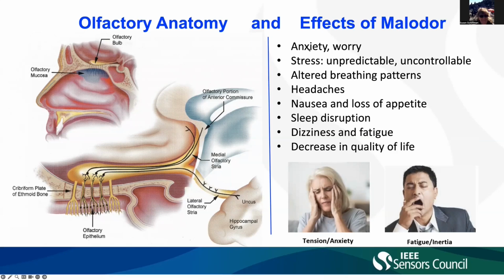Some of the reactions that are reported in the literature are anxiety and worry, stress due to the unpredictable nature of the odor, altered breathing patterns, headaches, nausea and loss of appetite, sleep disruption, dizziness and fatigue, and decreased quality of life. And this is not an unusual response from a person who is experiencing malodor.